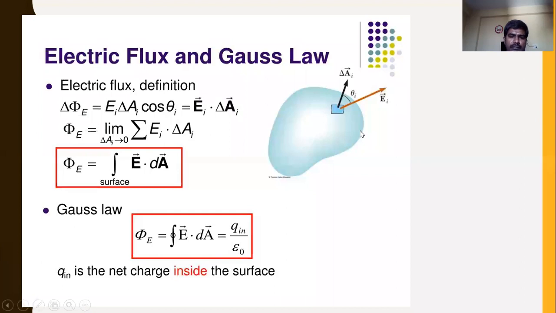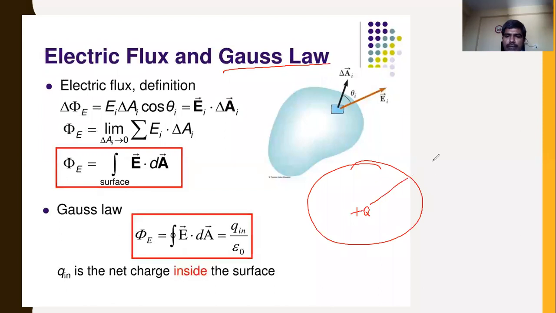Now let us come to Gauss law. See, we have a charged body and electric flux. Instead of going to this figure, I'll choose my own figure. Let me take it as capital Q. From this capital Q charge, the field will be extended outward. This is E bar.